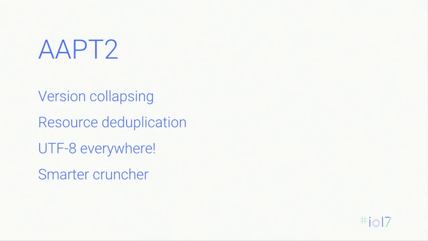AAPT2 does a couple of more internal things. Like it starts using UTF-8 for text, for string resources included in XML files like layouts and the binary resources file. It has a smarter cruncher. This is the part that reduces the size of your images by optimizing them. And if it finds that your images are actually already pre-optimized and the output of AAPT2 crunching would be bigger, then it just discards those bigger versions and uses smaller ones.